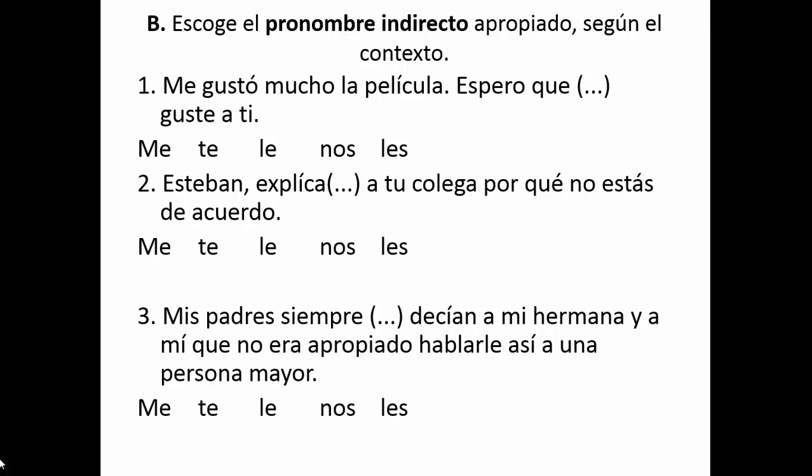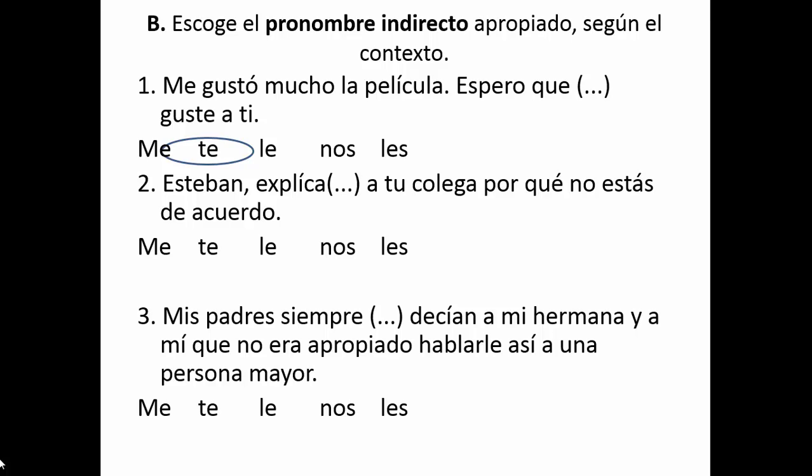But now we are talking about the indirect object pronoun. So, right here, it says, me gustó mucho la película. Espero que blank gusta a ti. I liked the movie. I hope that you like it. So, in this situation, we need to use the indirect object pronoun that stands for you. So, we would use te.